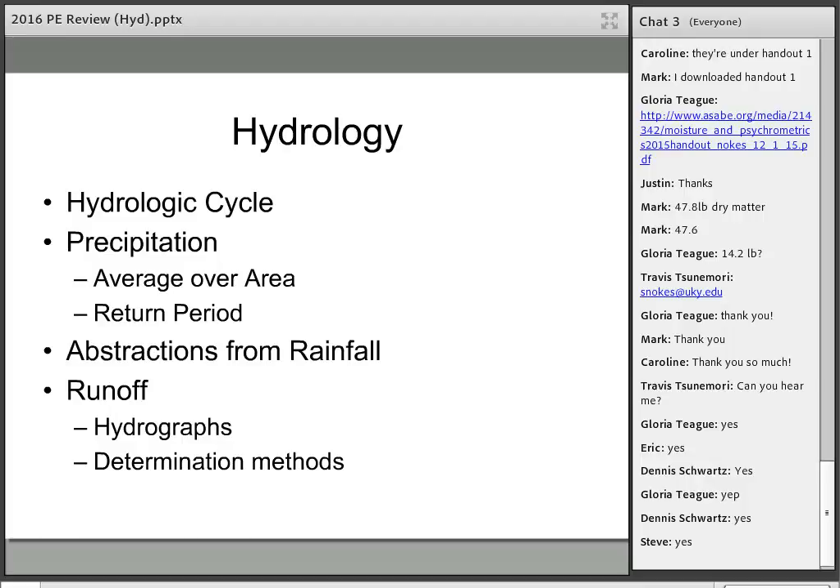We'll talk about hydrographs, which is essentially a time versus flow graph, and then methods of determining what runoff is, depending on what rainfall is in the situations that you're in.